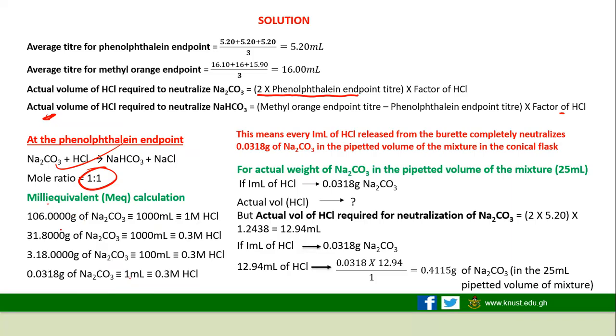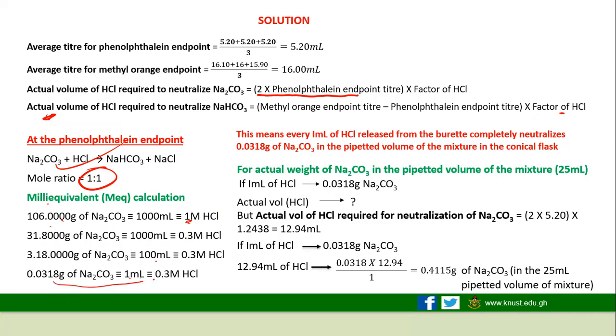Now, this is the mass of sodium carbonate, right? And then in 1,000 ml, we have 1 molar HCl. Now, we have to step this down to 0.3. So multiply this by 0.3, you get 31.8, right? Then the volume has to be stepped down to 1 ml. We don't step it down directly, so we step to 100 ml and then we step to 1 ml finally.